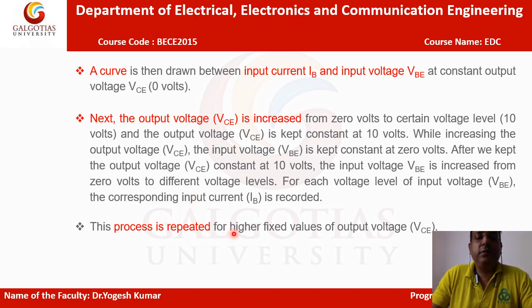This process is repeated for the higher fixed value of output voltage VC. Means we have to take the input VC value. First we have to take the graph between IB and VB for VC equal to 0, and then we have to increase it to 10 volt. Then we have to take the graph with IB and VB, and then increase the voltage VC to 20 volt. Then we take the graph with IB and VB. So in this fashion we are getting the graph, just like an input characteristics, IB and VB.